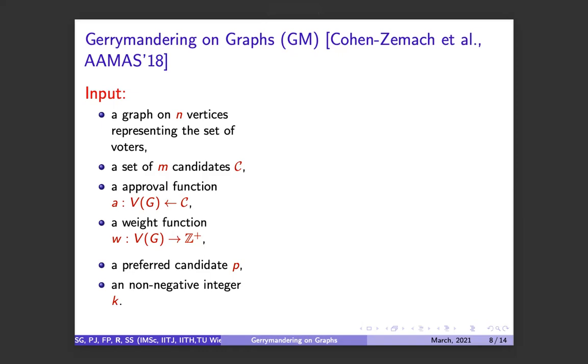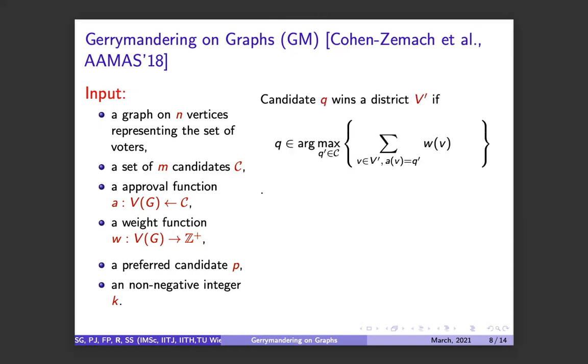Now I have a preferred candidate, and we are given an integer k. What we want is to partition the vertices of the graph into k partitions. That is, we want k districts, and finally we want our preferred candidate to win in the majority of the districts. That is, win in, not majority, sorry, win in more districts than any other candidate. So I will formally define what we mean by winning a district.